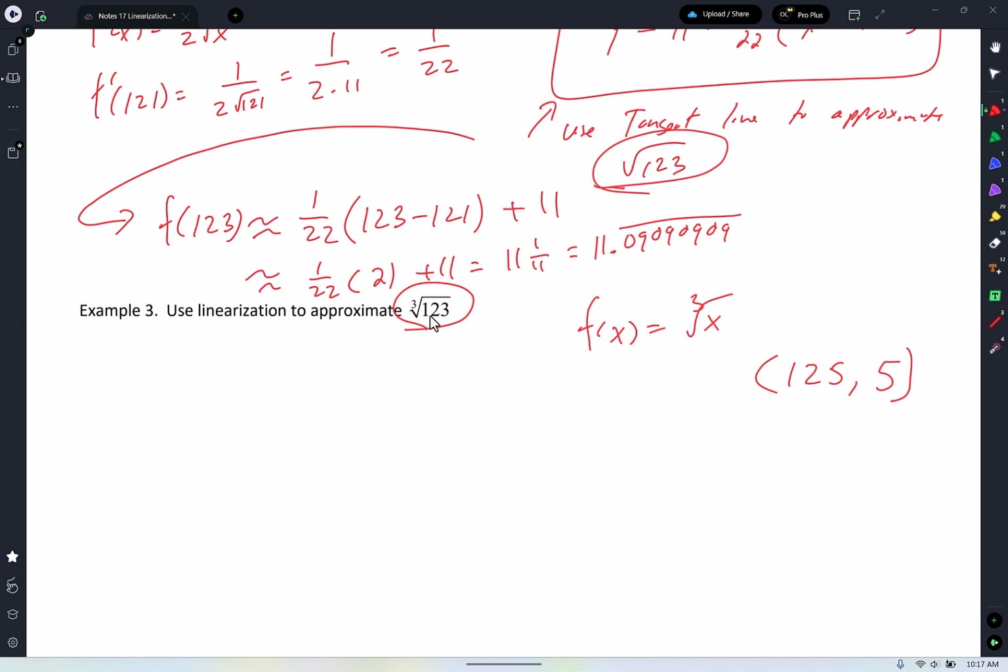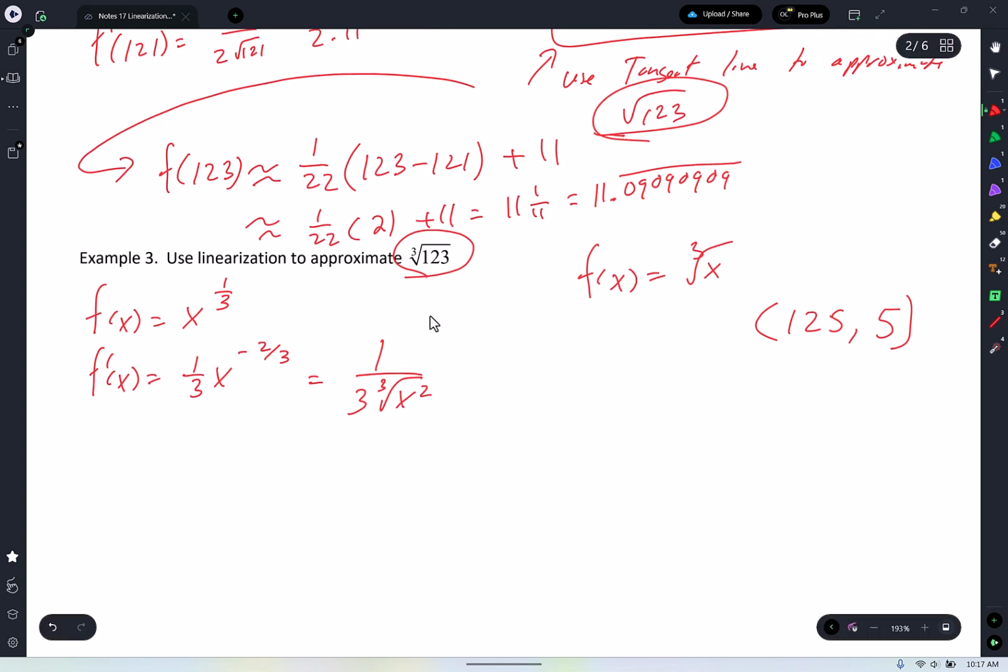We just take a what? Yeah, just a derivative. So I'm going to rewrite it. X to the 1/3. And let's just take a derivative. F prime of x equals 1/3 x to the negative 2/3. So let's see, 1 over 3 cube root of x squared. That's what it means. Let's see if we can do this without a calculator.